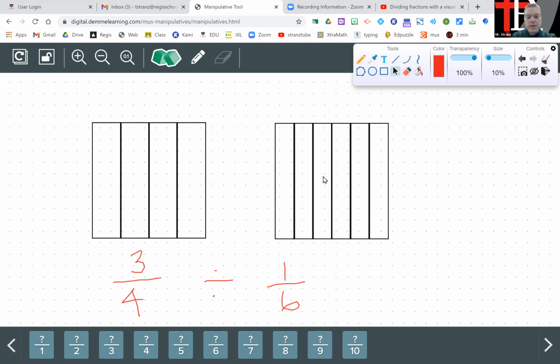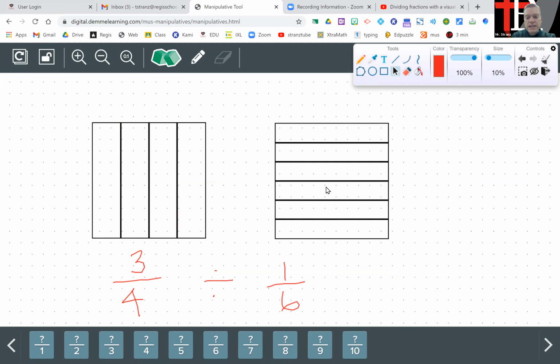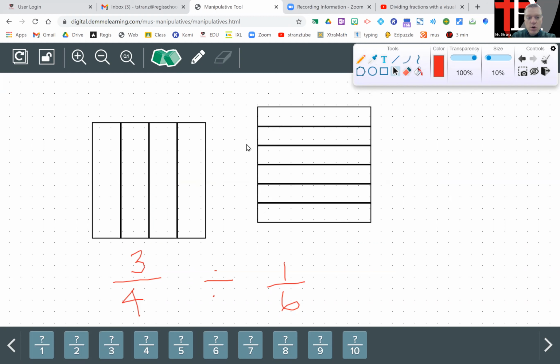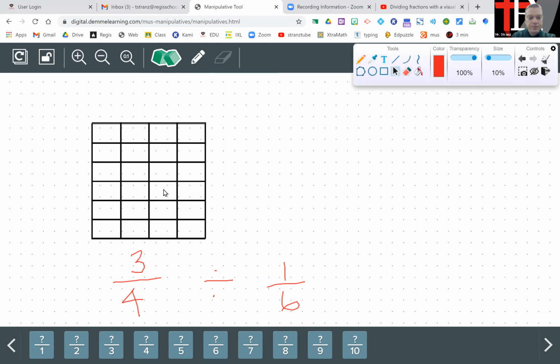So the first thing I'm going to do is change my 1/6 sideways. Okay, I'm going to put it over my 3/4. And then I'm going to color in 3 rows, right? 3 rows out of the original 4. So I'm going to color in 3 rows by just clicking on them. That's 1 row, 2 rows, 3 rows. Okay, so I've got my 3 rows shaded in.